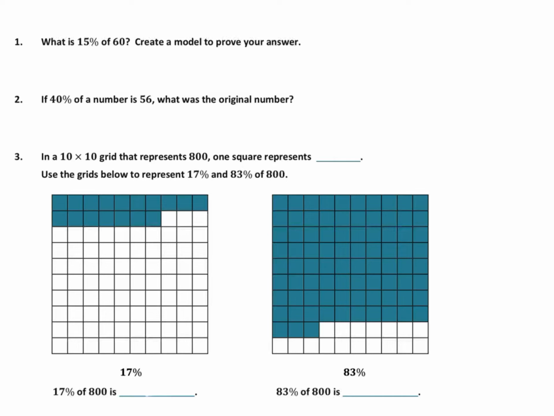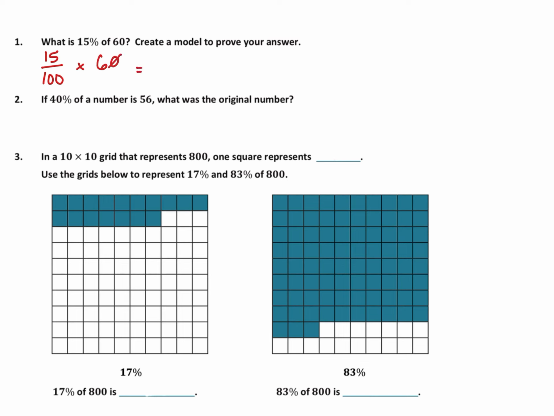What is 15% of 60? Create a model to prove your answer. So we know that 15% can be rewritten as 15 out of 100. And if we want of 60, that means we're going to multiply by 60.